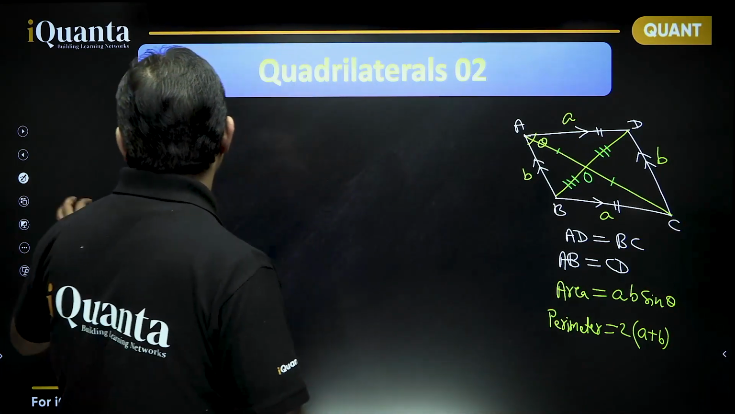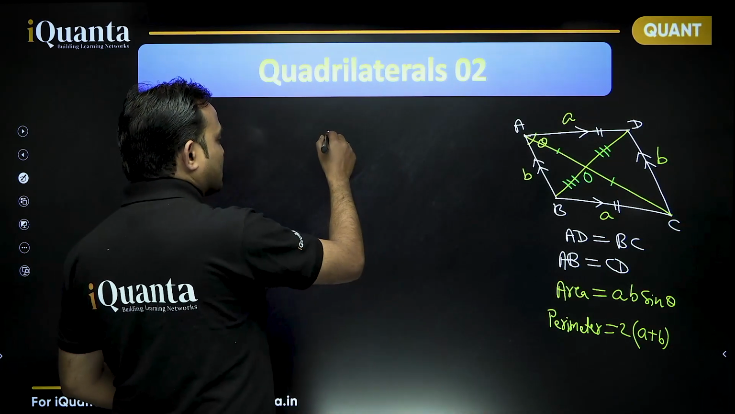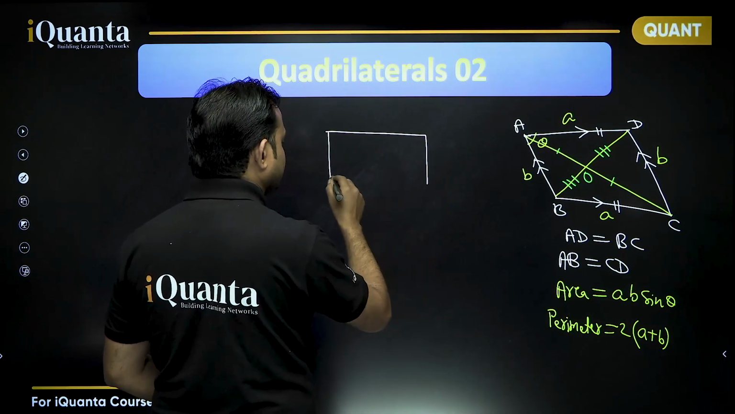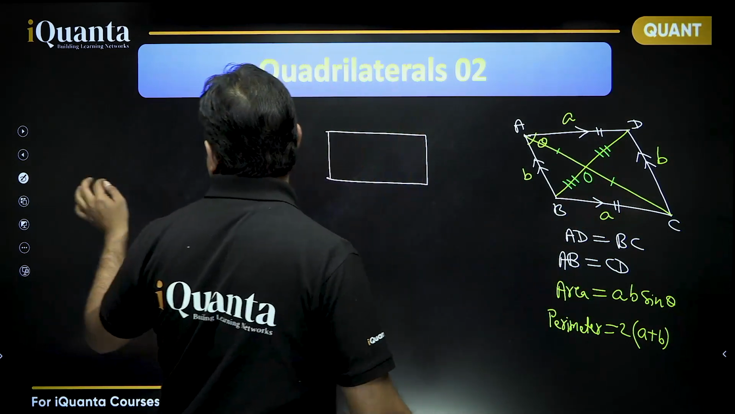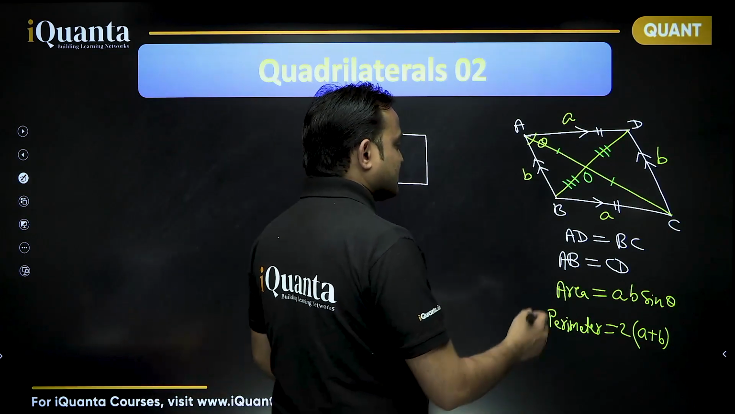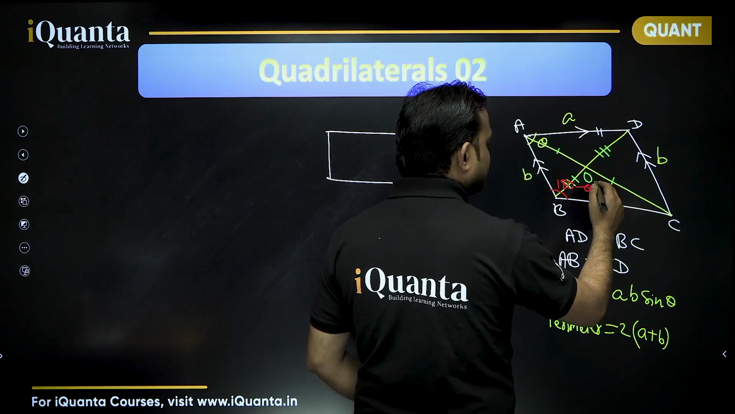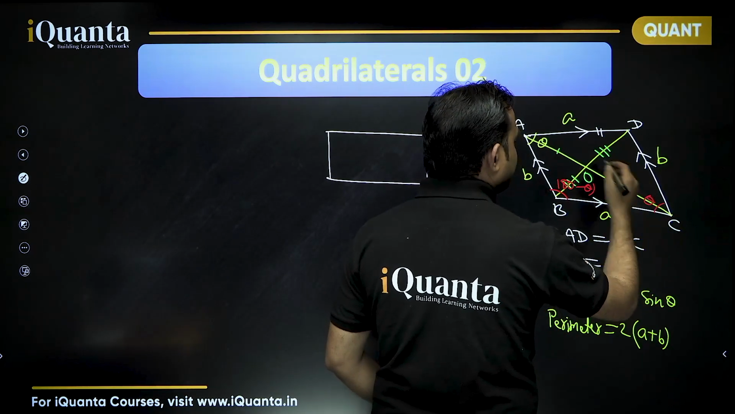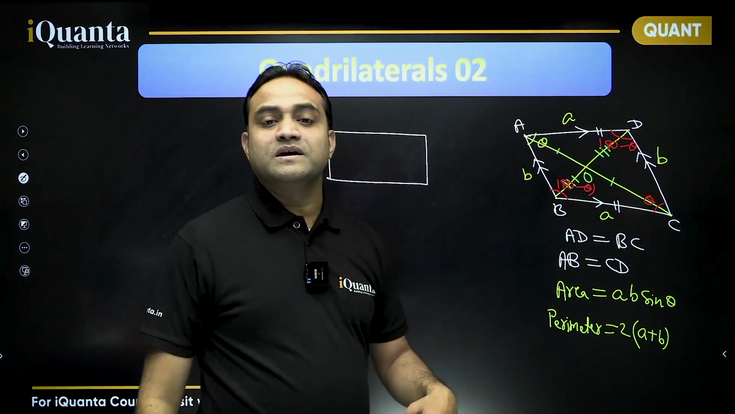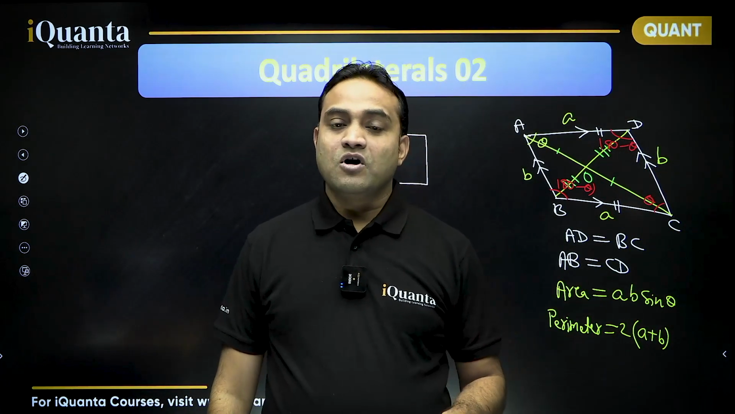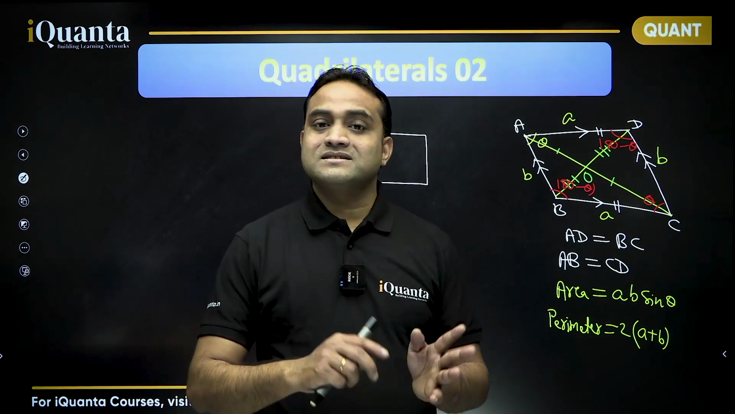Now, within parallelograms, there are 3 more types of quadrilaterals. Another type of quadrilateral is the rectangle. Now remember, in a parallelogram, if one of the angles is theta, then the other angle must be 180 degrees minus theta. And then the opposite angle will be the same, theta, and this will be 180 degrees minus theta. So we can also say that in a parallelogram, the sum of two adjacent angles is always equal to 180 degrees, or they are supplementary.